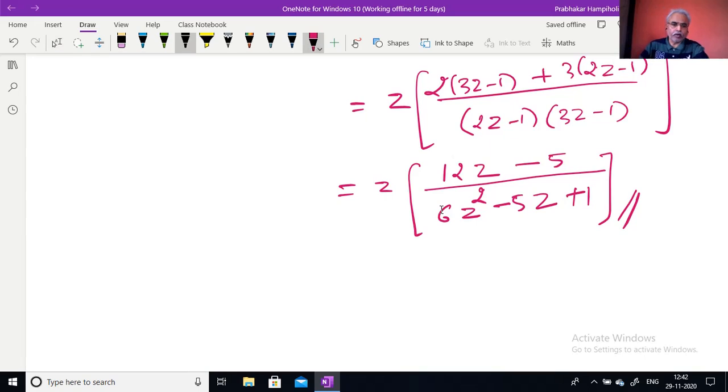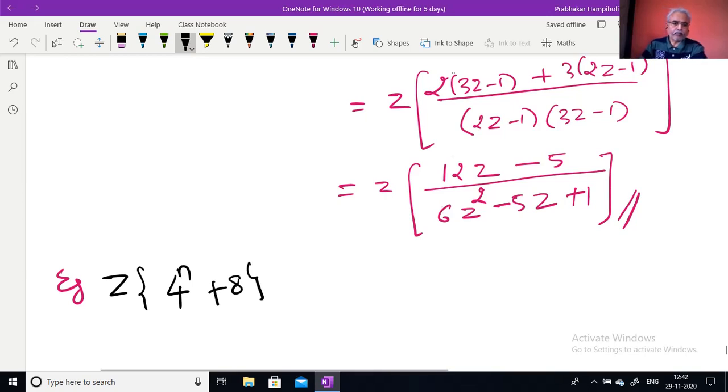Z transformation of, can you do this example? 4 raised to n plus 8. They are simple. Just you have to remember the formula. Now find the Z transform of this.